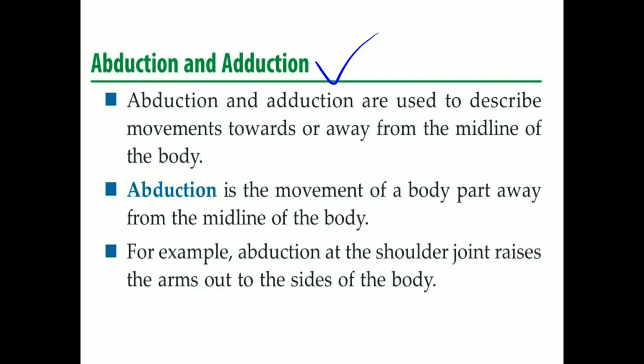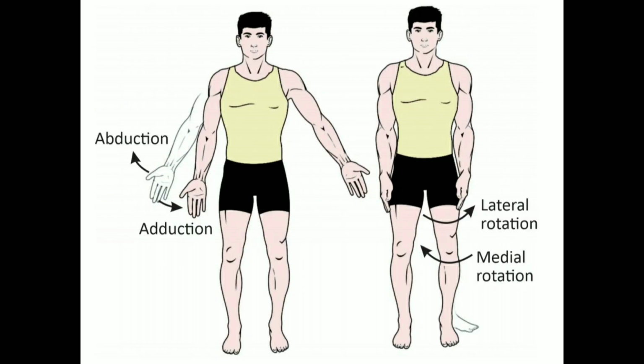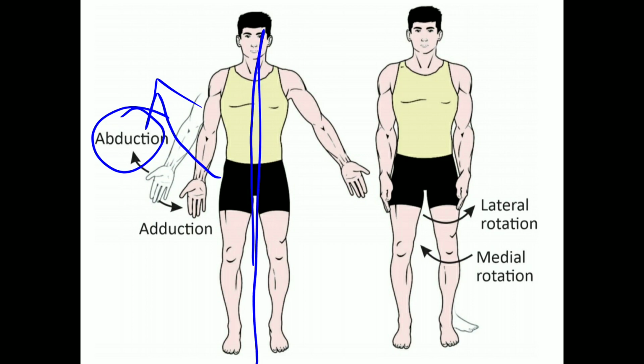Then abduction and adduction. Abduction and adduction are the terms used to describe movements away from or towards the midline of the body. Let's see first. Abduction is the movement of a body part away from the midline of the body. Here you can see abduction. The arm is being moved away from the midline of the body, away from the body.